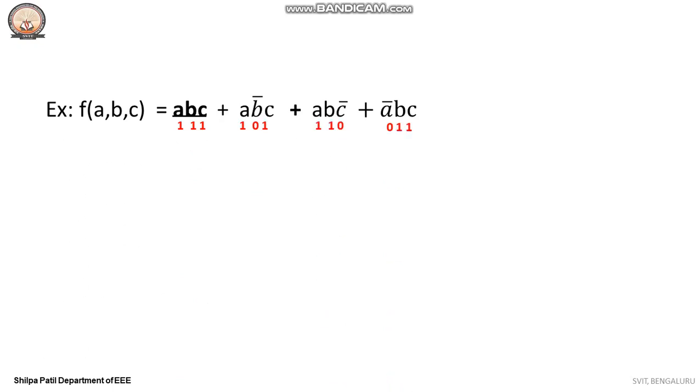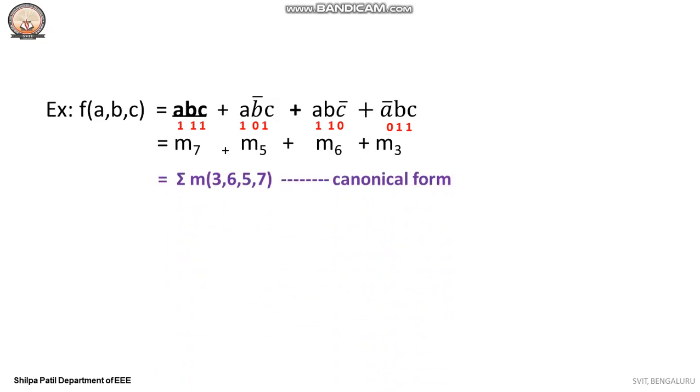How do we represent this in min terms? The decimal value of 111 is 7, so we represent that as m7. Similarly, the decimal value of 101 is 5, so m5, m6 and m3. We write this as summation of m and take all the min terms in a bracket: 3, 6, 5, 7. This is the canonical form.